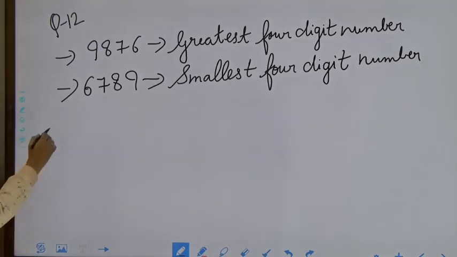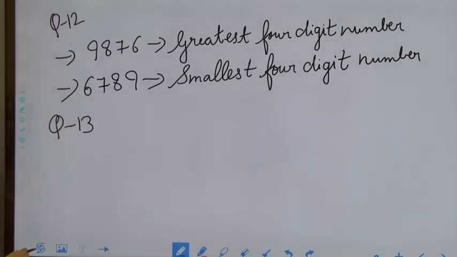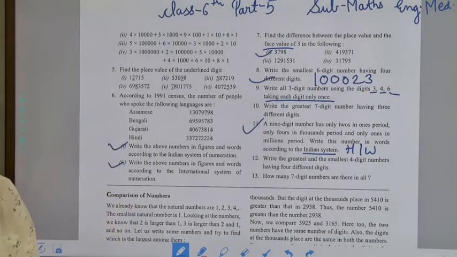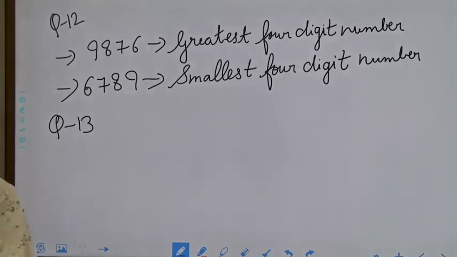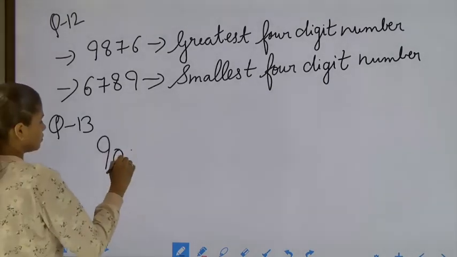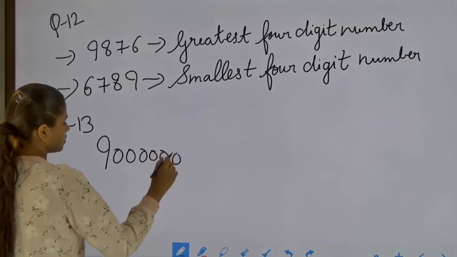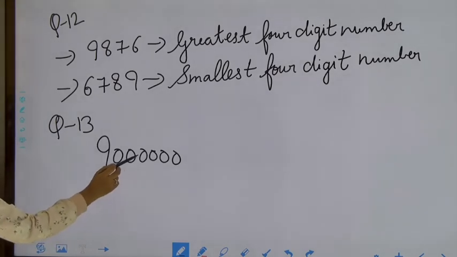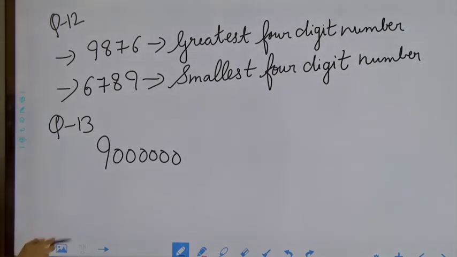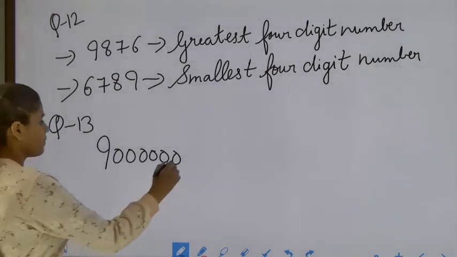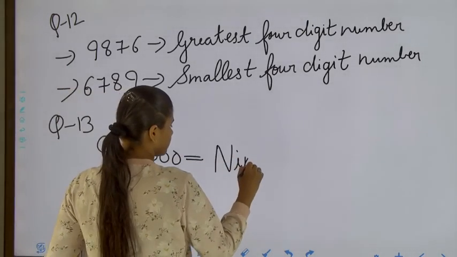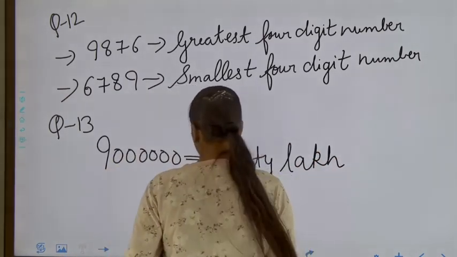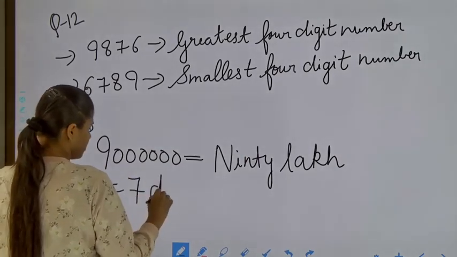That is question number 13. How many 7-digit numbers are there in all? We have to write the 7-digit number. That is 1, 10, 100, 1000, 10,000, lakh, 10 lakh. That is 90 lakh. This is a 7-digit number.